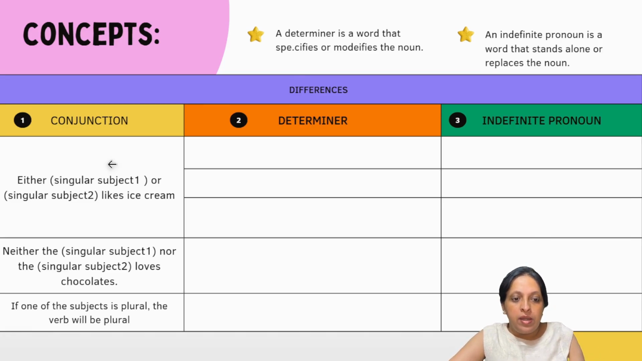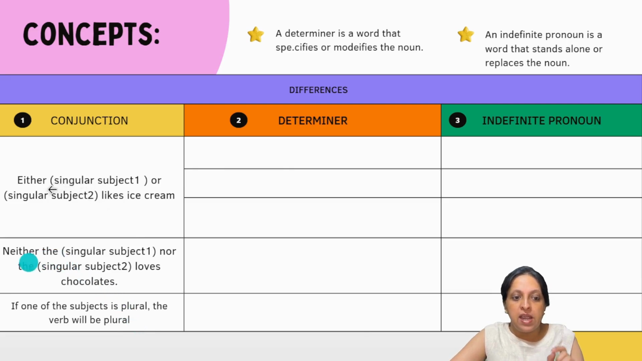Next, let us go to the next one. Same way, like either, we can use neither. So neither one singular subject, nor another singular subject, loves chocolate. Now, if you have to fill it up, let's see. Neither my mom nor my dad loves chocolate. So I'm talking about two singular subjects individually. But what is the exception? If one of the subjects is plural, the verb will be plural.